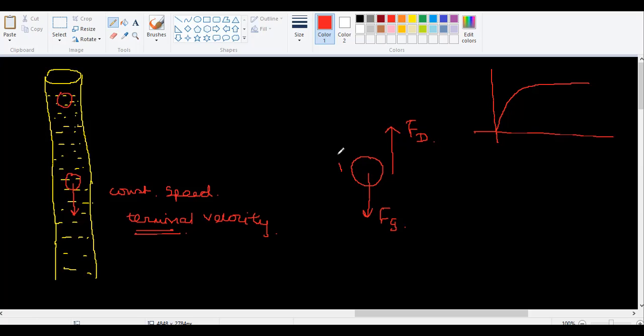Then there is something called upward thrust force, which we call buoyancy force. According to your most important formula in mechanics, sigma F is equal to ma. If I say that it is coming to a constant speed, acceleration becomes 0. Constant speed. So that means I can write FD plus FB minus FG is equal to 0.